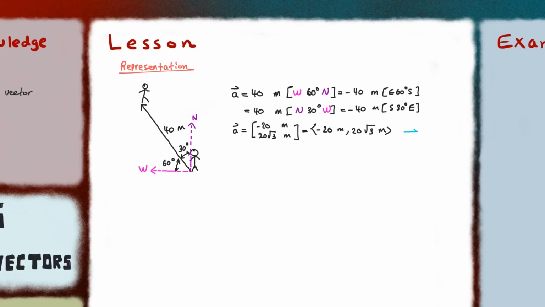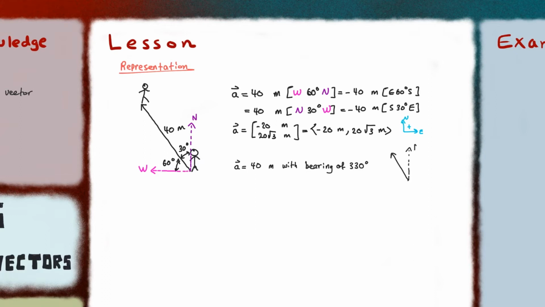And this is not the only way we can write vectors. There's many different representations. We can also write this as 40 meters with bearing of 330 degrees, meaning that if we were to draw the north direction, we would have to turn 330 degrees clockwise to figure out which direction the character is actually moving in.